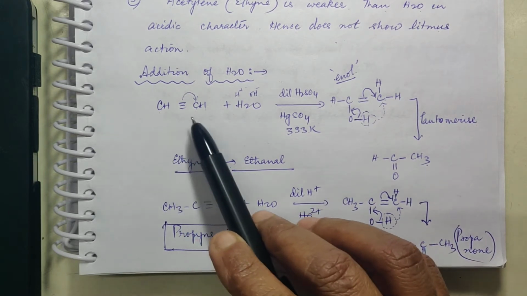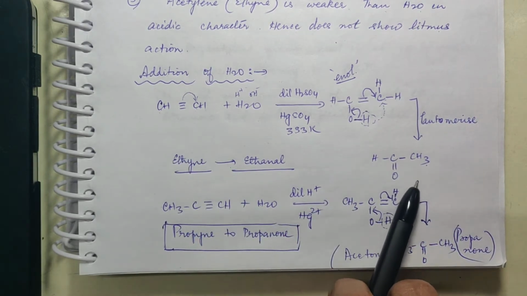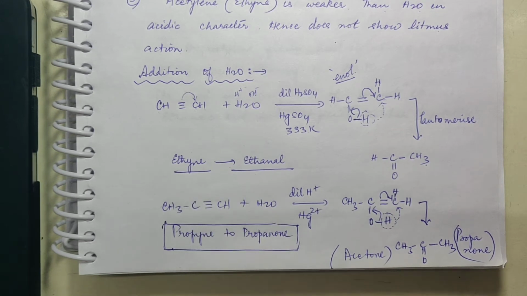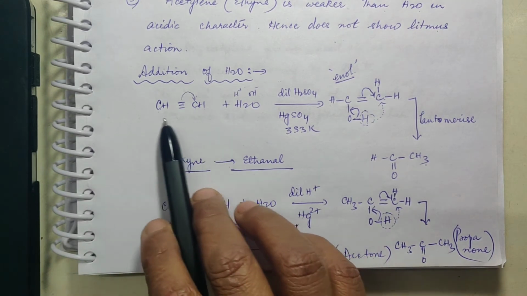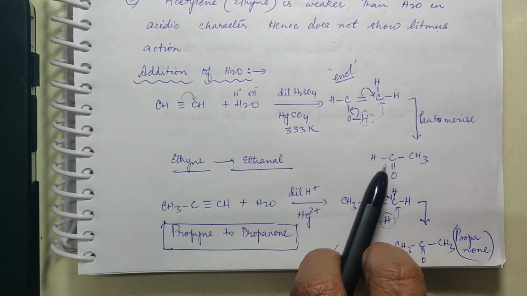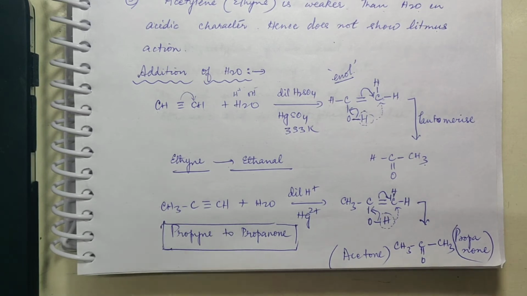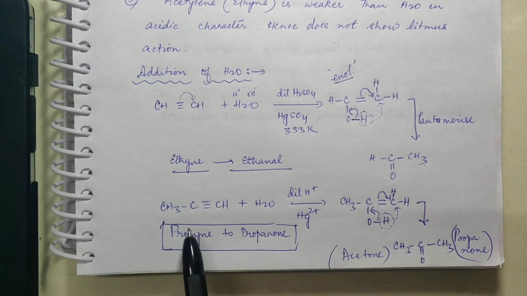So you can convert ethyne to ethanal. This is a very important conversion. How would you convert ethyne to ethanal? Same way, see, ethyne, the simplest alkyne, gives you an aldehyde. Now let us take the next homologue, that is propyne, the next higher member of alkyne after ethyne.